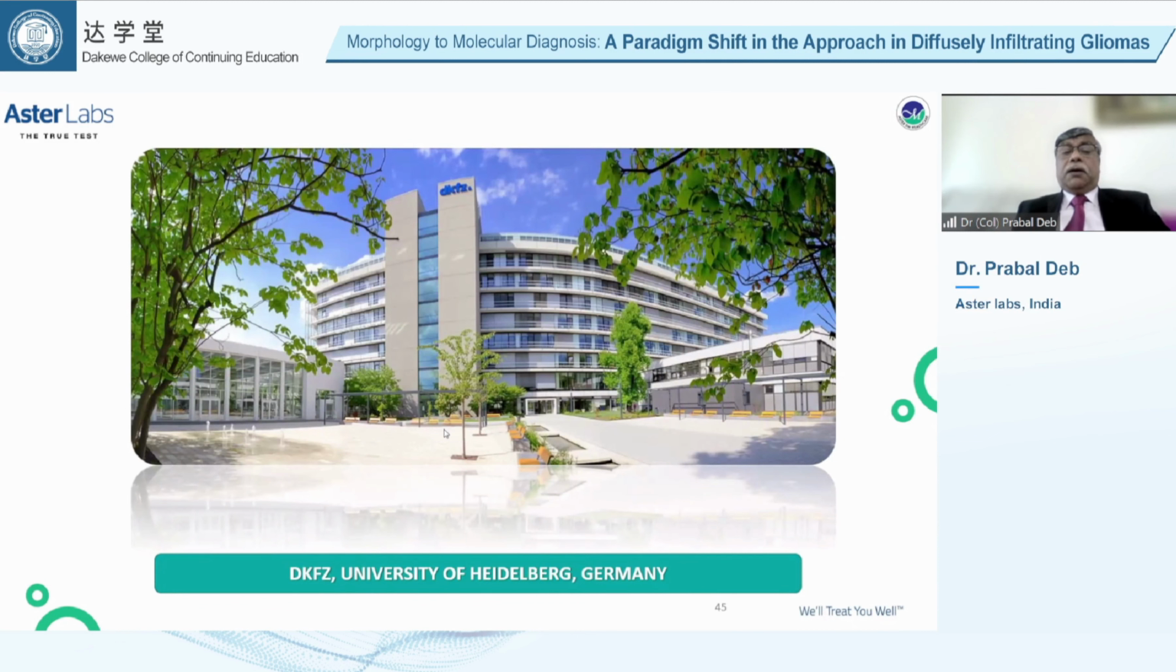This is the DKFZ of University Heidelberg, and this is the major cancer center associated with the Institute of Neuropathology, Heidelberg.